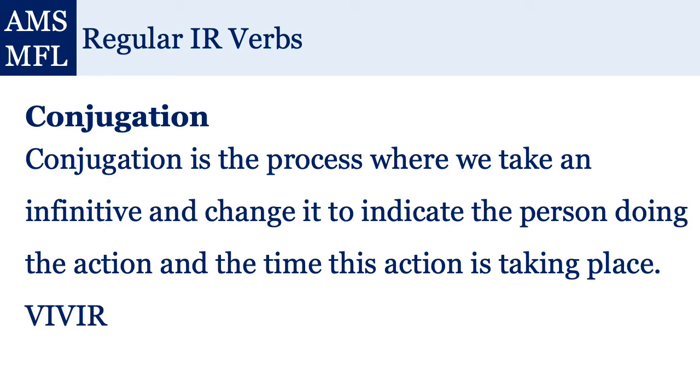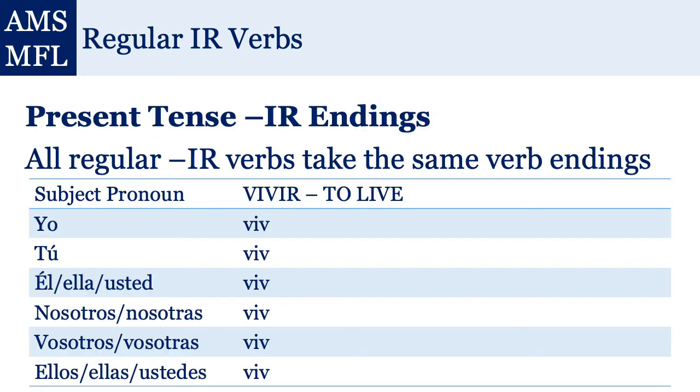But we start with our infinitive. We chop off the head of the verb. That's the ending, in this case, IR. Once we've chopped off the head, we're left with the stem. And the stem in this case is vi. For the present tense, we add on the following endings. We've got o, vivo; es, vives; e, vive; imos, vivimos; ís, vivís; en, viven.